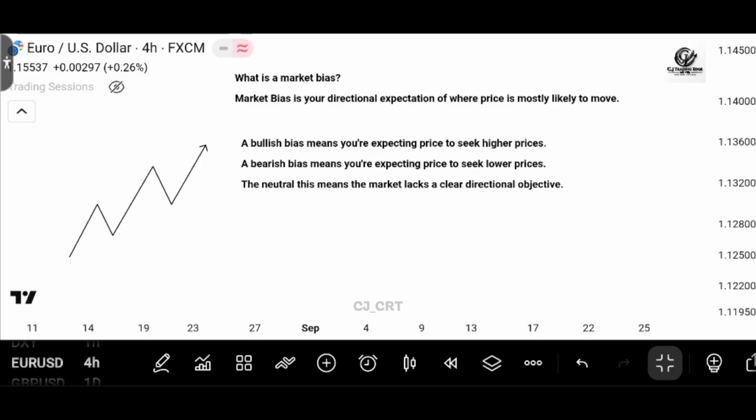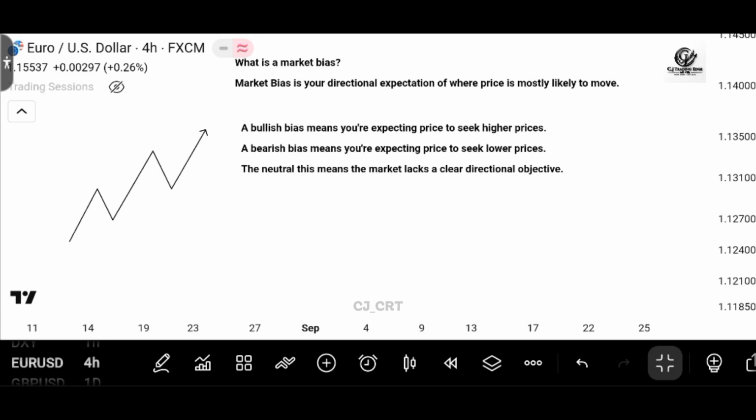Many traders focus on entries first. Institutional traders establish direction first, then wait for an opportunity to participate. How do institutions determine bias? Now, I'm going to write this down.